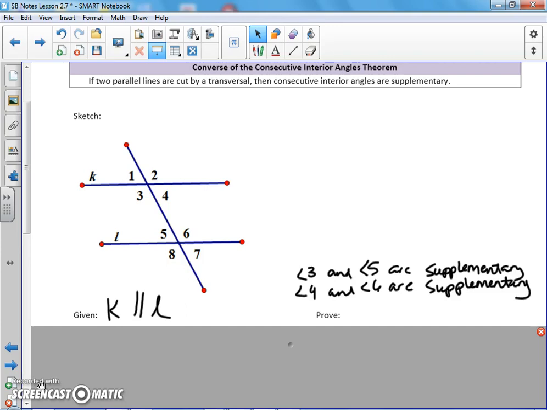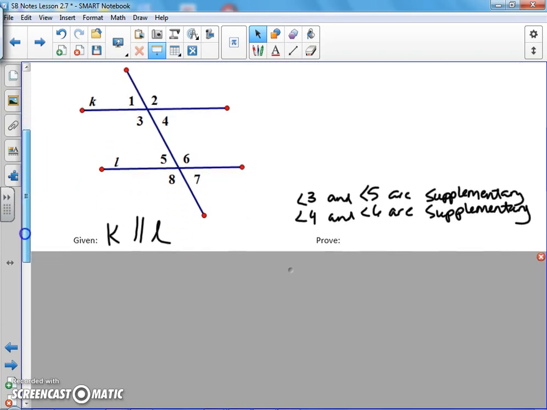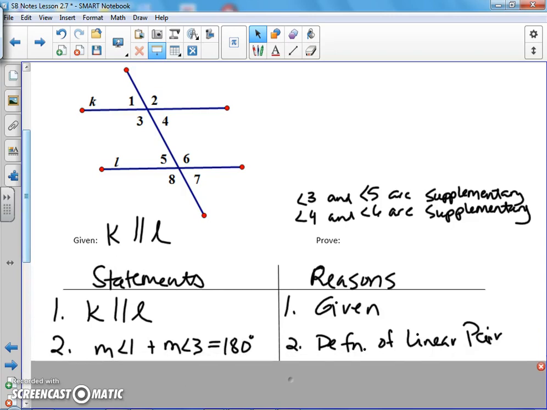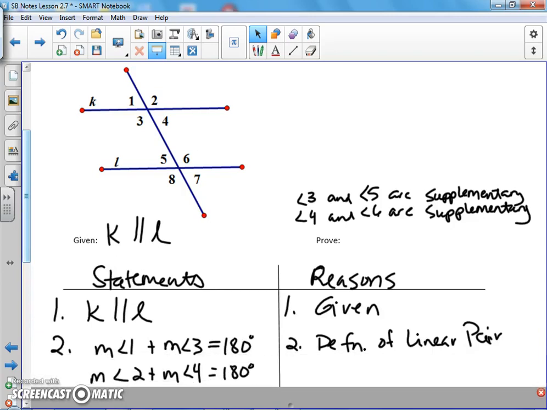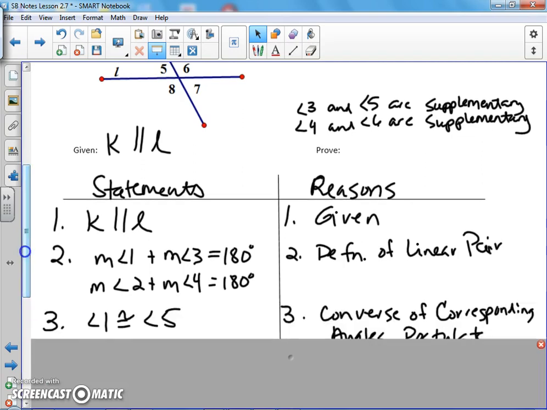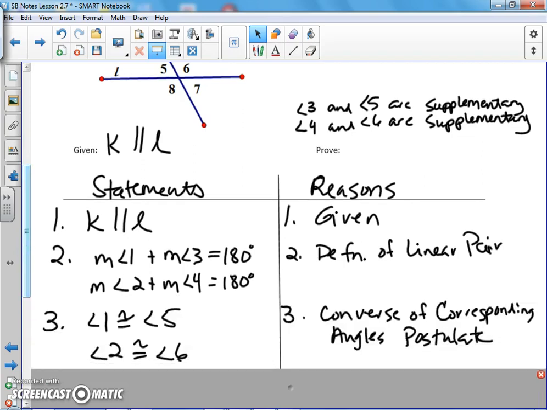So to get there, what we want to do is use the concept of a linear pair. Our linear pairs that are going to help us out here are 1 and 3 and 2 and 4. Once I use those, then I can make the jump that angle 1 is congruent to 5 and 2 is congruent to 6 using the converse of my corresponding angles postulate, since I know that the lines are parallel.